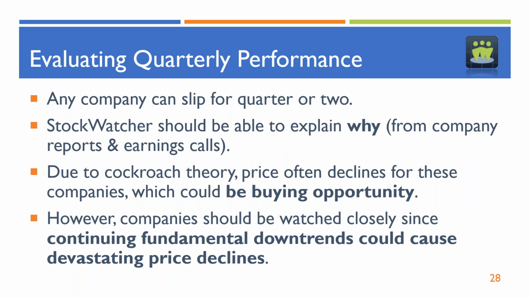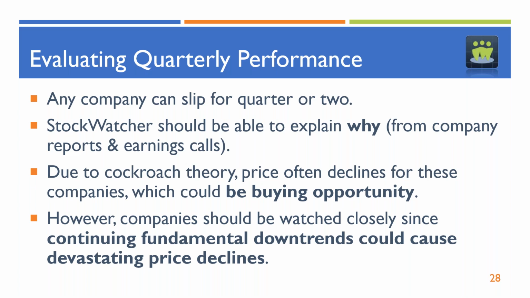Companies can slip. Any company can slip up for a quarter or 2 quarters or even 3 quarters. There are all sorts of circumstances for which companies do occasionally underperform expectations. Your stock watcher should be able to explain why. It shouldn't be a mystery. It should be information that's conveyed to the rest of the club members. You can find out from company reports by reading the transcripts of their most recent earnings conference call. You can look at other news articles that you find on the internet and understand exactly what happened that caused this company to come in below your expectations.